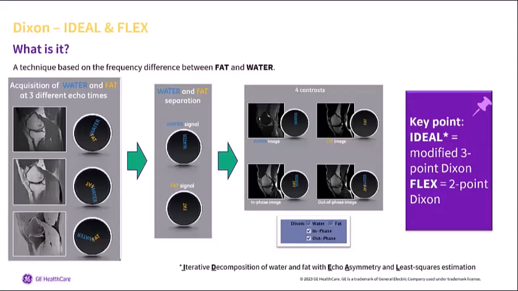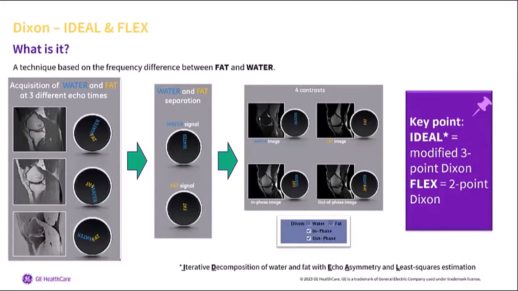So now looking at the Dixon techniques. Dixon is an umbrella-like term that is used to describe multiple different techniques of fat and water separation, which are also based on the chemical shift methods. Dixon techniques acquire in-phase and out-of-phase images and use them to create fat-suppressed and water-suppressed images. So the way it works, it first acquires images at 3 different echo times when water and fat are at 30 degrees, 90 degrees, and 210 degrees.